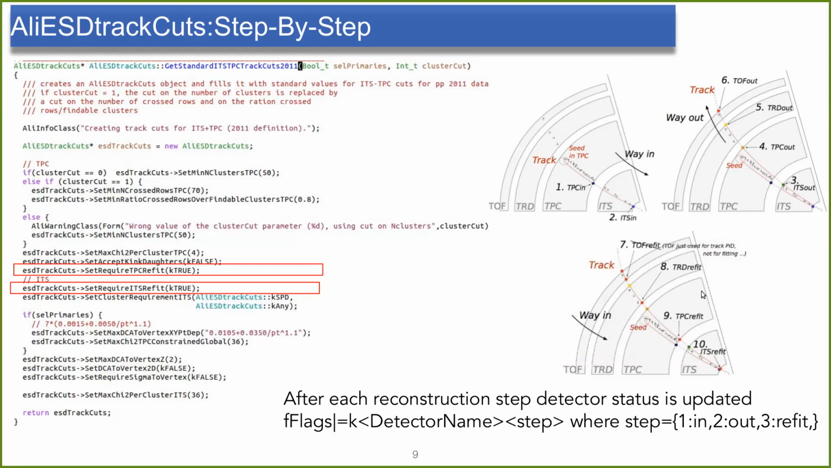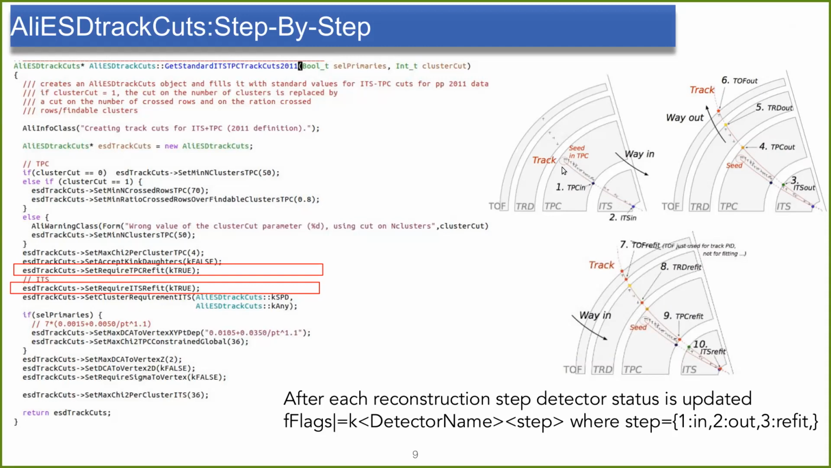When we reconstruct the track, we reconstruct it in three different steps. In the first step, we reconstruct the track using the hits from the TPC and ITS. We start our fitting from the outer layer of the TPC to the inner layer of the ITS. That's called the way in.